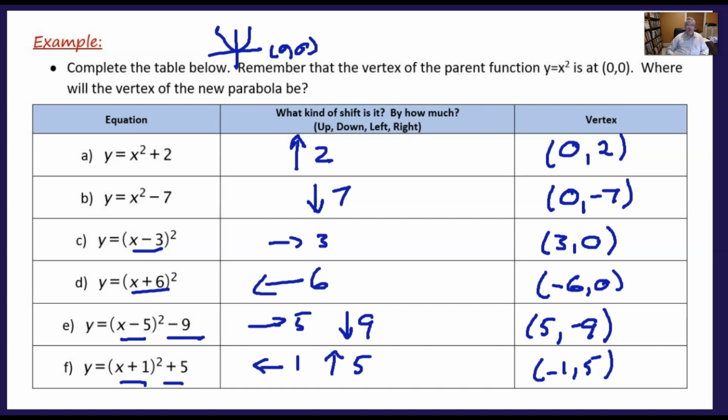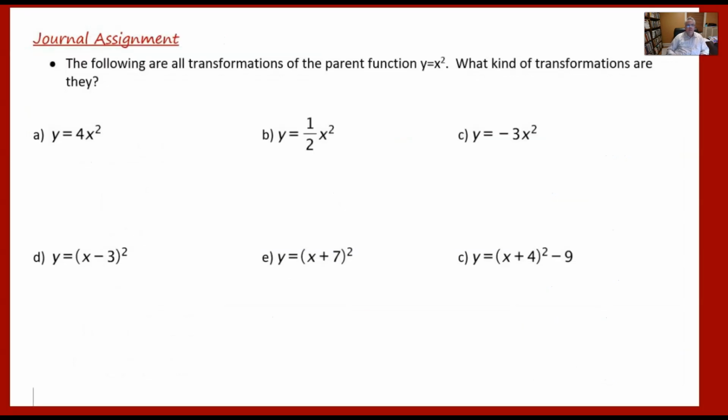Okay, all right. So we're ready for the journal assignment. Your goal is to identify what kind of transformation this was. So some of these are stretches, some of these are shifts, and some might be reflections. All right, give it your best.